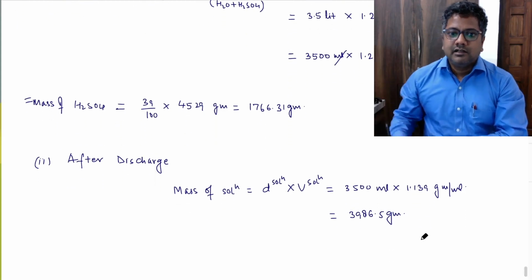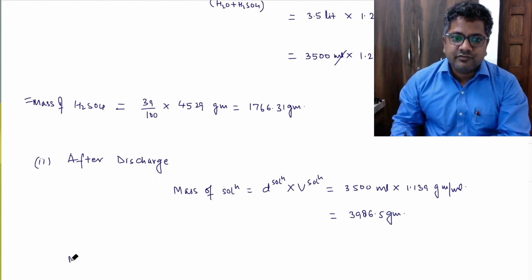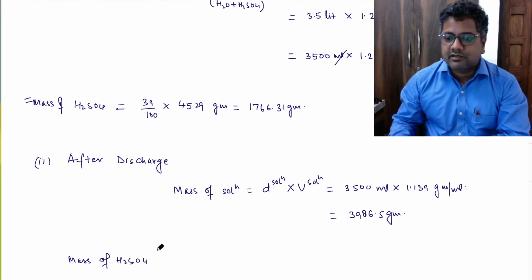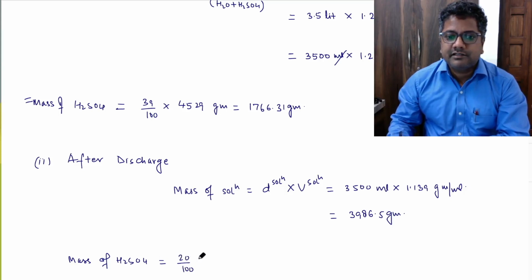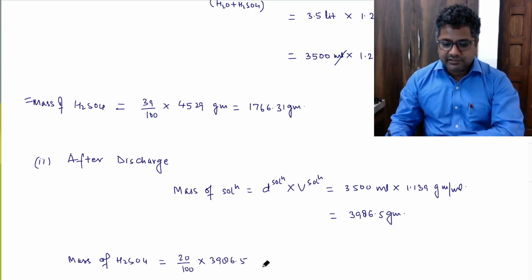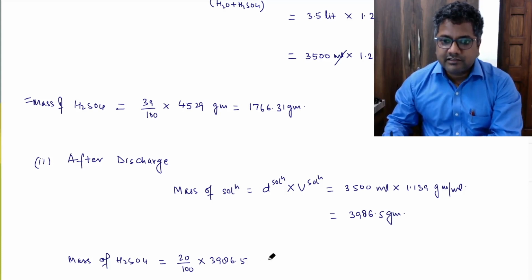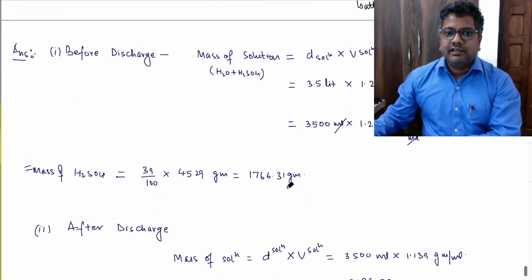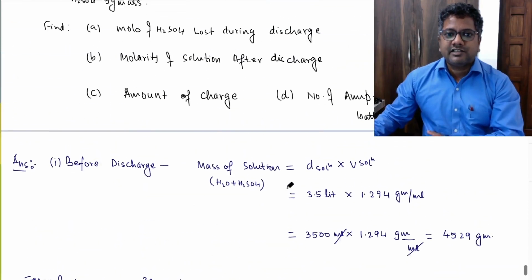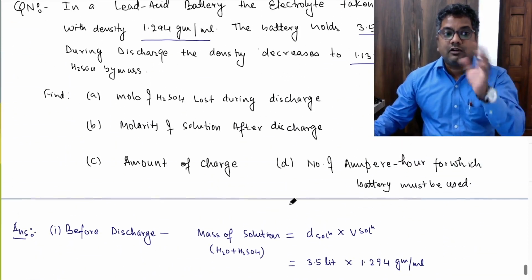Right? Now this time, mass of H2SO4. So mass of H2SO4 is what? 20% of this. So this is 20 by 100 times 3986.5. So this is equal to 797.3 gram. Right?